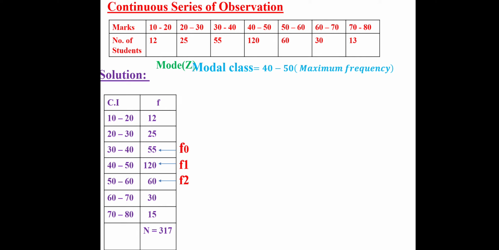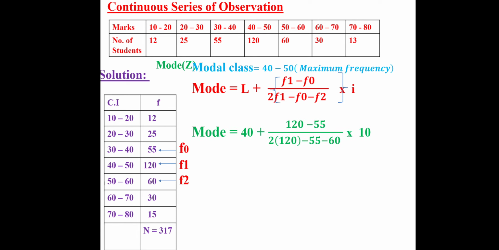How do we get it? The maximum frequency is 120, and the class interval for that is 40 to 50. Then the formula is: mode equals L plus f1 minus f0, divided by twice f1 minus f0 minus f2, into I, where L equals 40, f1 equals 120, f0 equals 55, f2 equals 60, and I, the difference between the upper limit and lower limit of the modal class, equals 10. So we find it in this format.